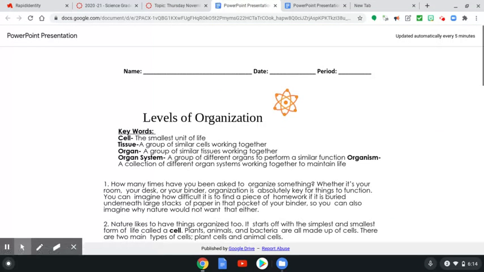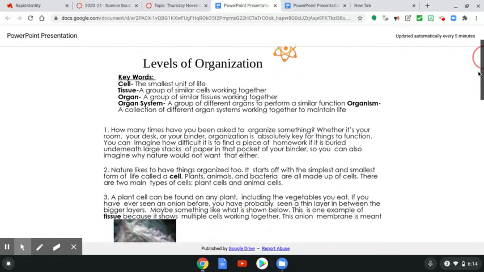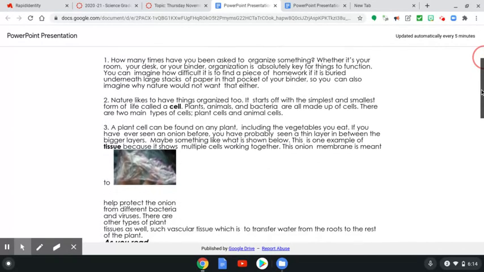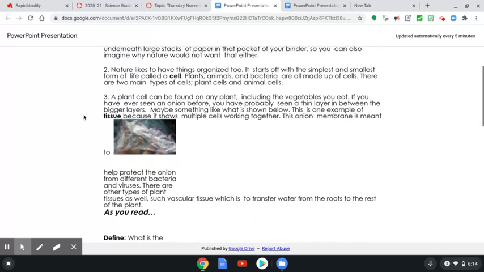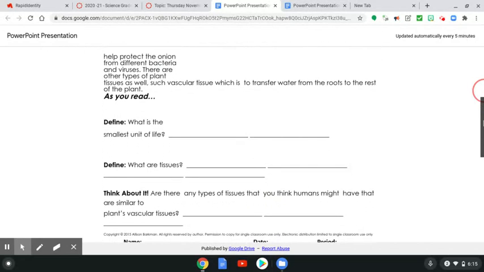Now this reading selection is kind of off-centered. It did not transfer well to Canvas, but you can see that you have your keywords, you have some paragraph numbers. This paragraph is a little jacked up because we got this picture here. And this sentence goes, the onion membrane is meant to, and then it goes down here. So don't get all uptight as you're reading this. Okay. We've got a few questions.